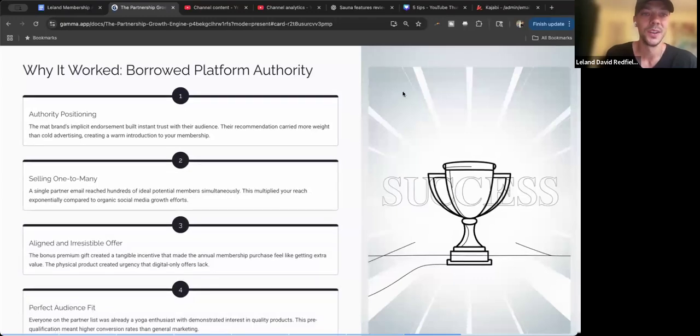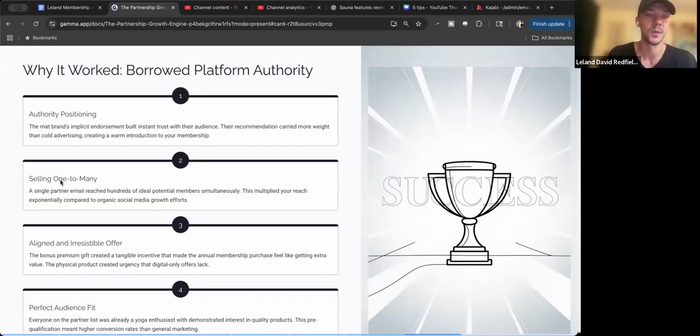Why did it work? We borrowed platform authority. So we have authority positioning. If we're partnering with a company and they say, hey, this yoga company is giving out a yoga mat, then we already look like we're at the top of the pedestal, which makes it easier for people to choose to buy from us. We were selling one to many. This is a big thing if you want to grow fast.